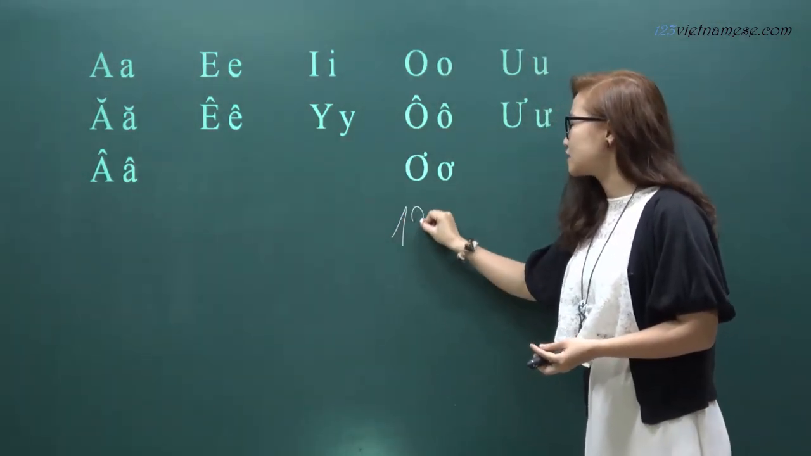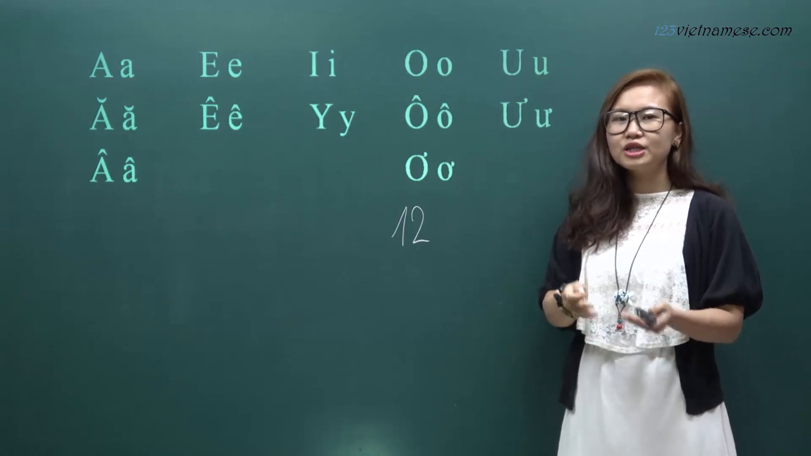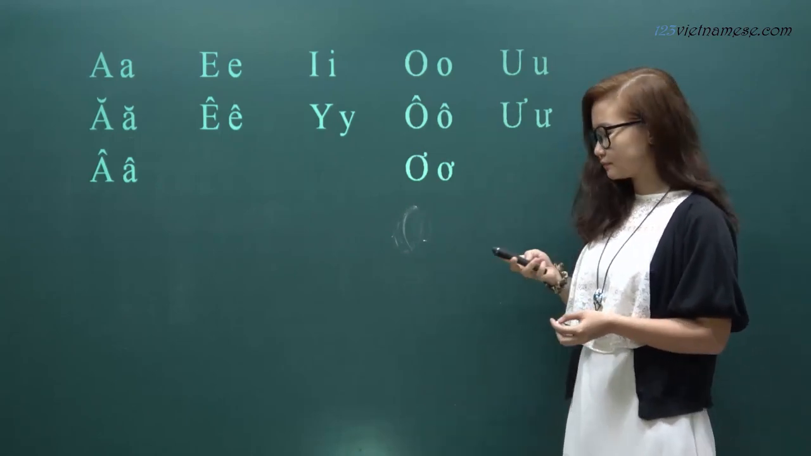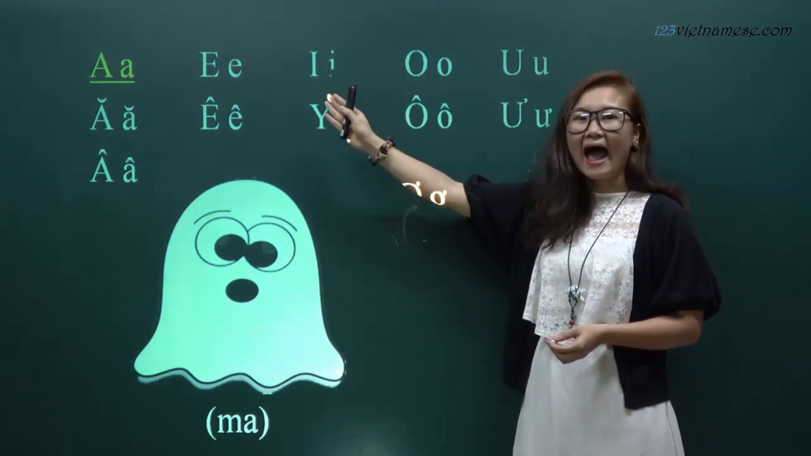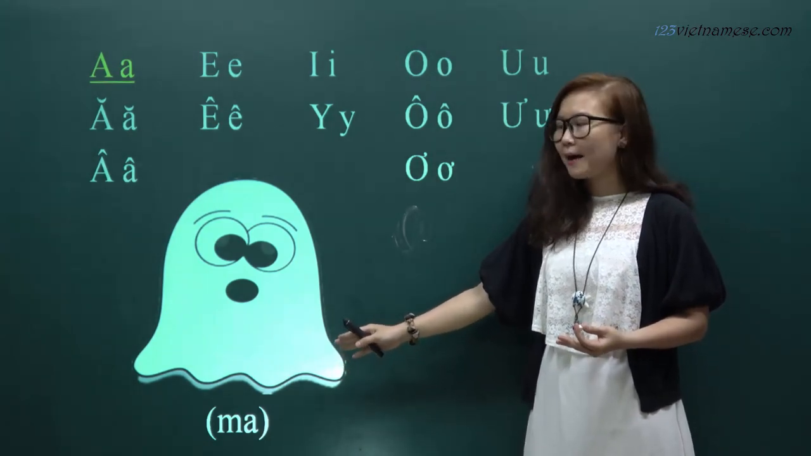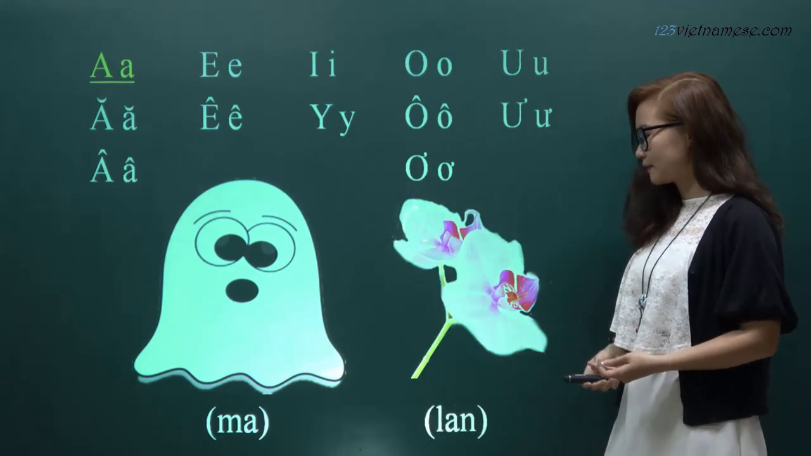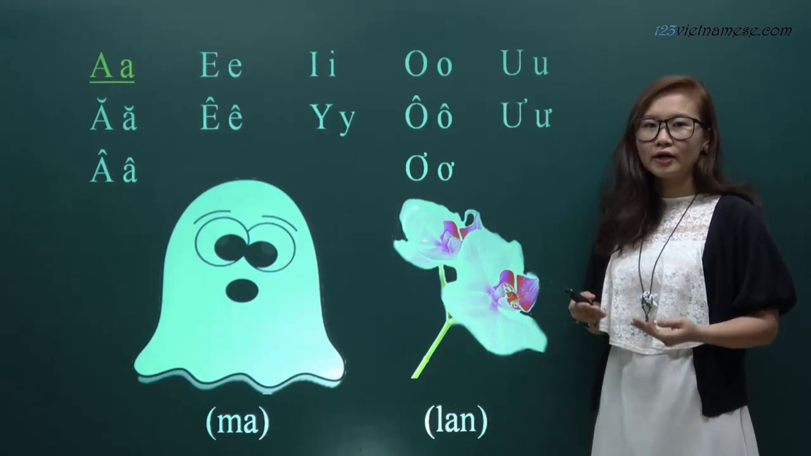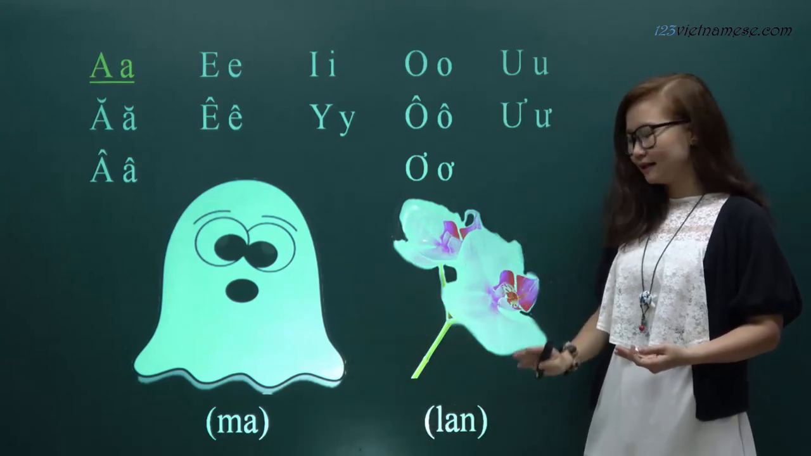There are 12 single vowels in total, and I would like to demonstrate the sound of each single vowel and put them into different words and examples. Let's have a look at the first single vowel. A, the yellow one. An example which I often use is ma. Ma means a ghost. Another example is lan. Lan is the name of the flower, orchid. Ma, and lan.